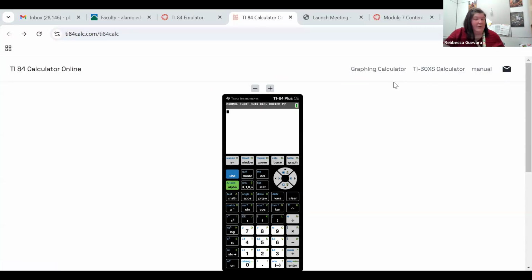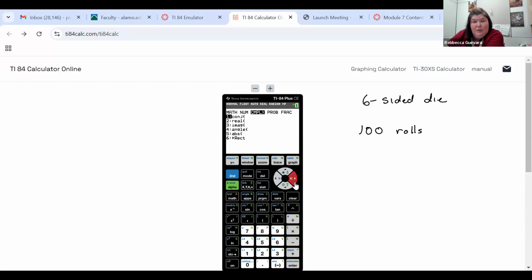Let's say we wanted to demonstrate rolling a 6-sided die, and we want to simulate this for, let's say, 100 rolls. What we would do is go to where it says math, then move over to prob, because that's our probabilities. Then we go all the way down to number 5. This is supposed to be a random number.